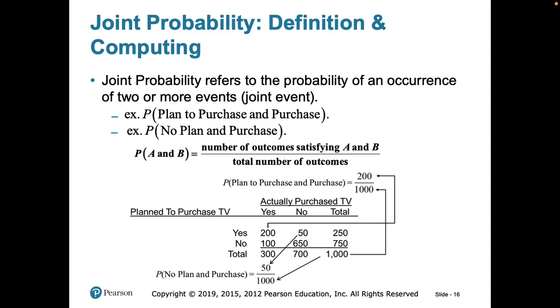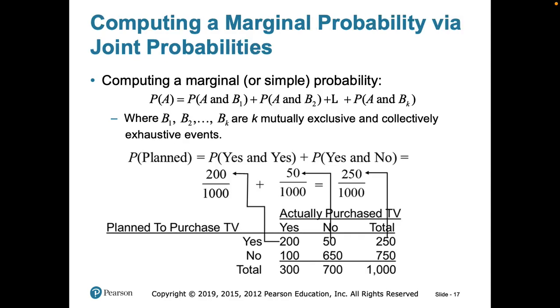So on your numerator, you are going to have the number of outcomes satisfying A and B, and at the bottom you're going to have the total number of outcomes. So when you look at the data here, right, the people that planned to purchase a TV was 200, and the people that did not plan to purchase a TV but ended up purchasing a TV was 50. So what you do is you add those two.